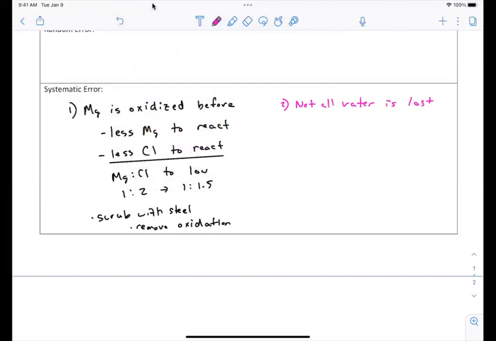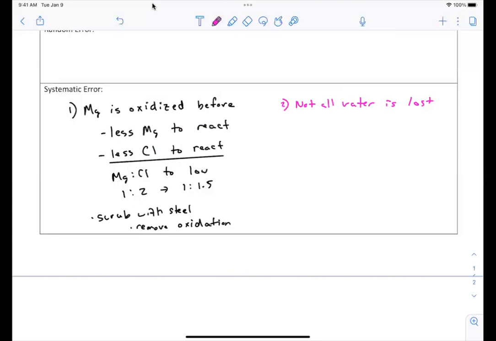Okay. Not all water is lost. So, for the example of hydrate, let's pretend we were heating and you didn't get 3 measurements of the same. How would that affect your value in the hydrate here? So, if you didn't get rid of all the water, then the mass that you have left over is going to be what? If you didn't get rid of all the water, the mass that you get at the end will be what? Greater.